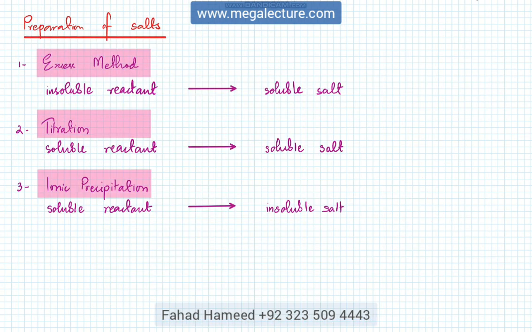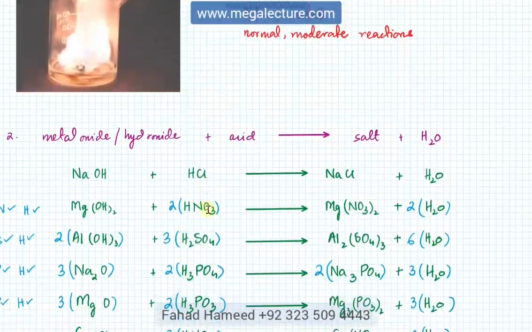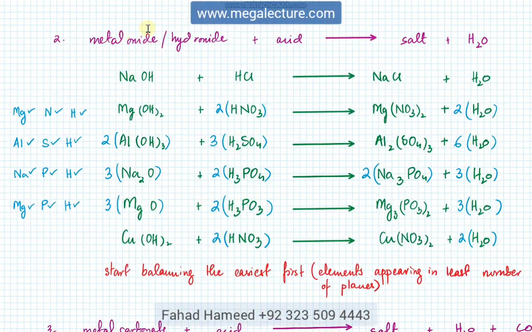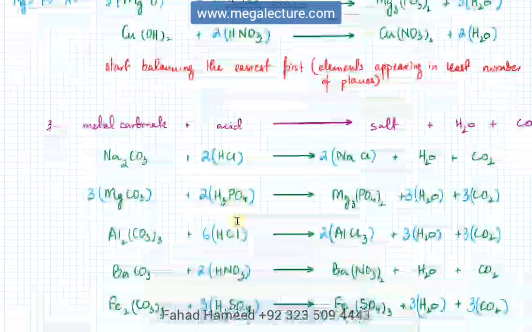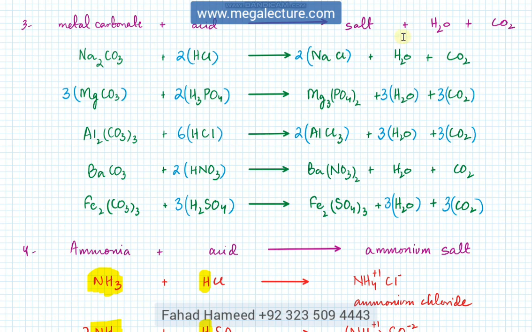The next thing that we're going to talk about is preparation of salts. This is more to do with the laboratory preparation of salts. We've already studied a lot of reactions in which salts get produced. Some of those reactions: a metal plus acid reaction produces salt plus H2 gas. We did a lot of practice for that. A metal oxide or hydroxide reacting with acid produces salt plus water. Then reaction number 3, a metal carbonate reacting with an acid, produces salt, water, and carbon dioxide. We did a number of equations.